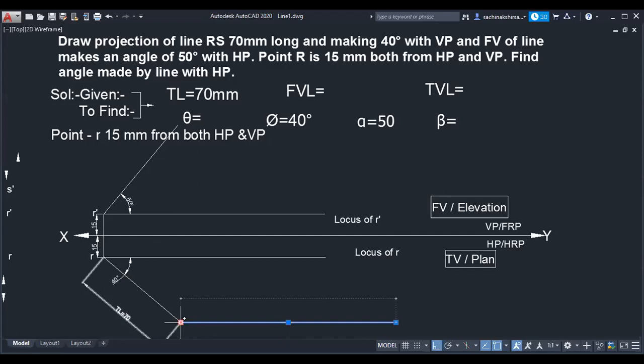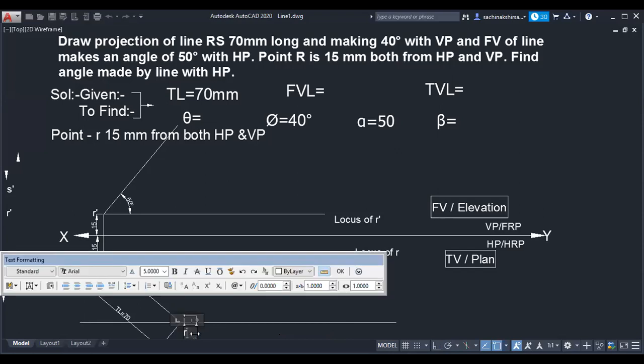Yes, S dash? Not S dash, because it is true length. I will say S1, because it is not the final top view point. That's why simply I will say it as S1. Let us say S1 is a point here. I will take this point as S1.